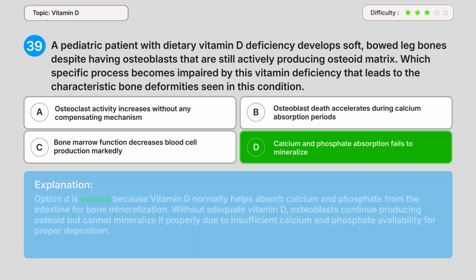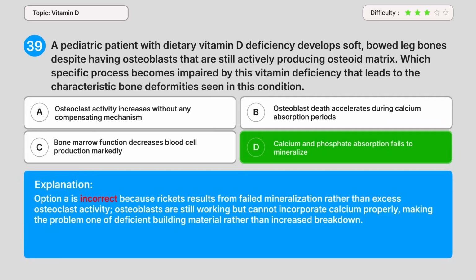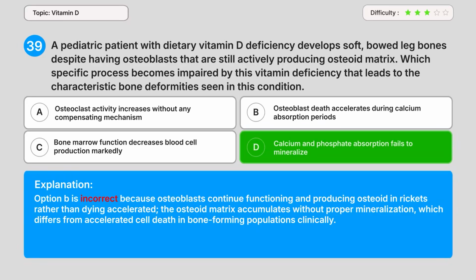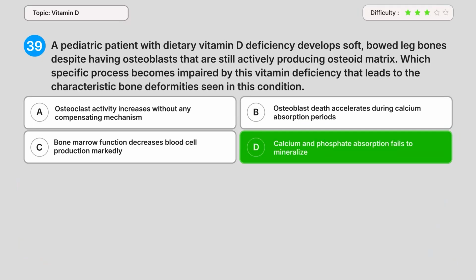Option A is incorrect, because rickets results from failed mineralization rather than excess osteoclast activity. Osteoblasts are still working but cannot incorporate calcium properly, making the problem one of deficient building material rather than increased breakdown. Option B is incorrect, because osteoblasts continue functioning and producing osteoid in rickets rather than dying accelerated. The osteoid matrix accumulates without proper mineralization, which differs from accelerated cell death in bone-forming populations clinically.